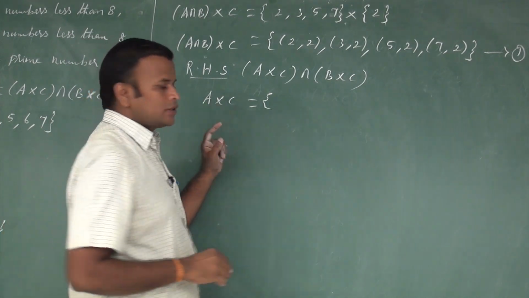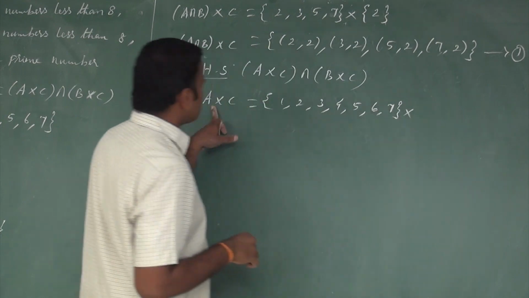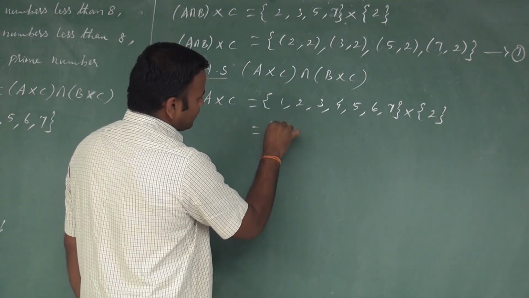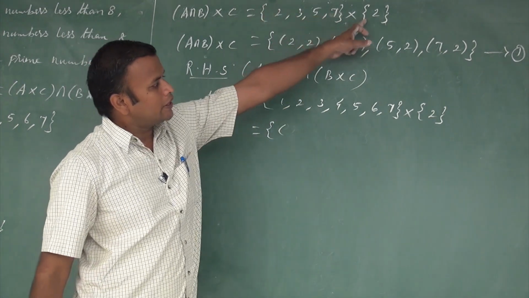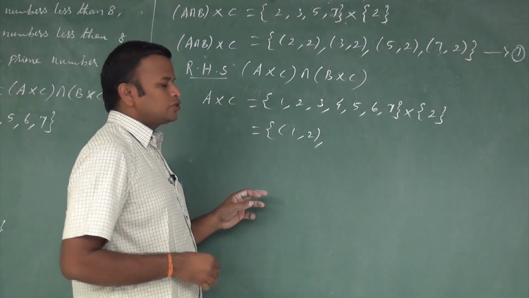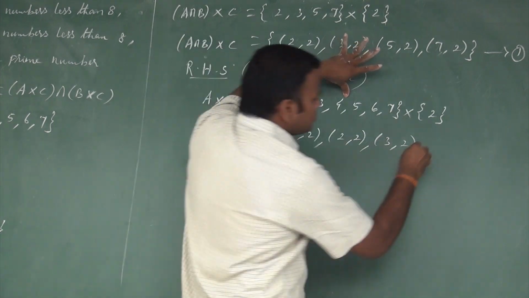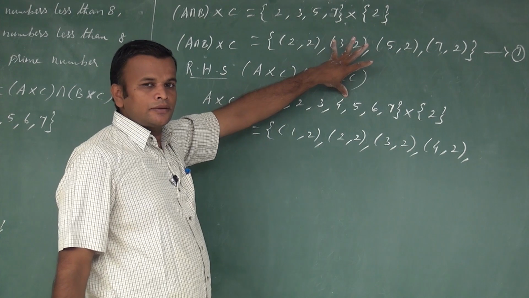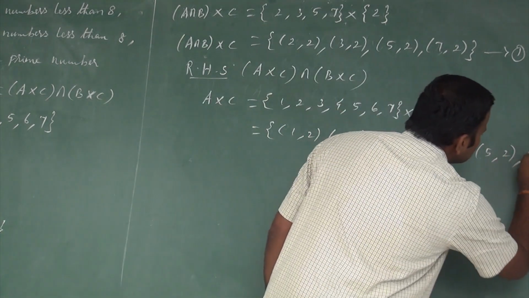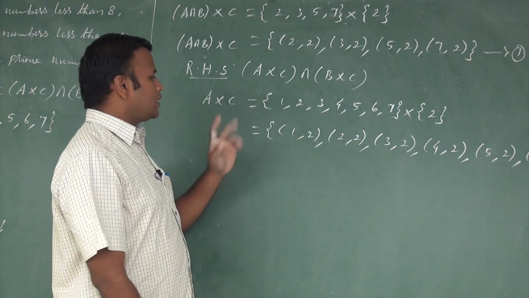The set A contains the elements from 1 to 7: 1, 2, 3, 4, 5, 6, 7. Cross C, the set C contains only one element, that element is 2. Now we write the ordered pairs. As before, the second set contains only one element. What is the first possible ordered pair? It is 1, 2. Next 2, 2, 3, 2, then 4, 2, 5, 2, next 6, 2, and the last one is 7, 2. So these are the ordered pairs of A cross C.